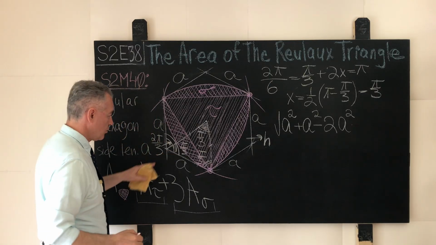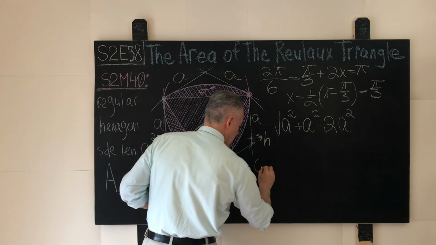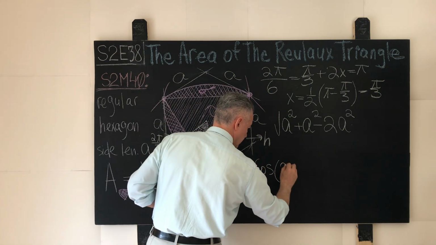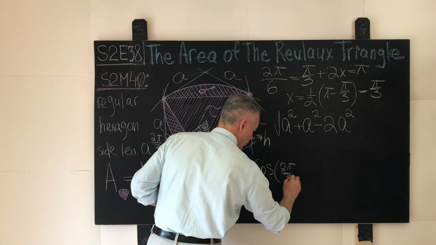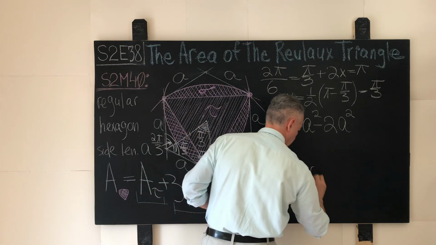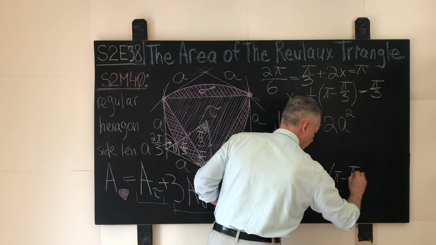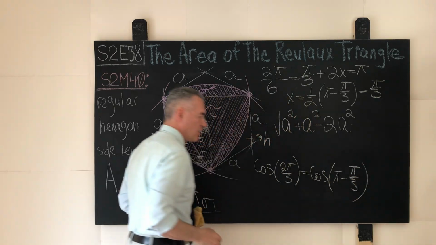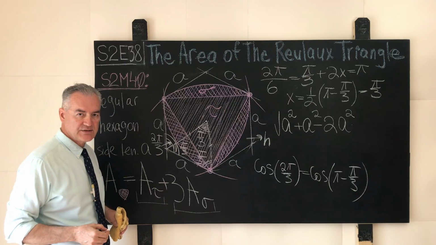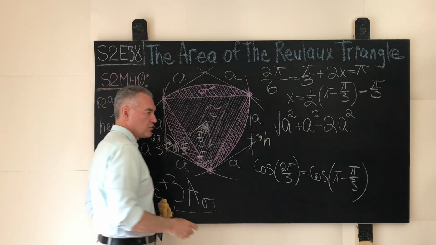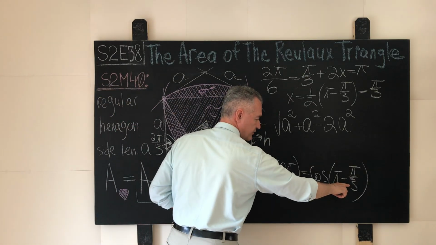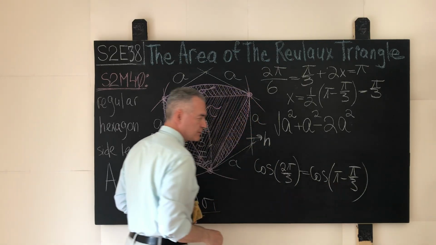The cosine of 2 pi over 3 can be represented which way? This is cosine of pi minus pi over 3. We remember this identity. The cosine of pi minus theta, for all theta real, is equal to what?